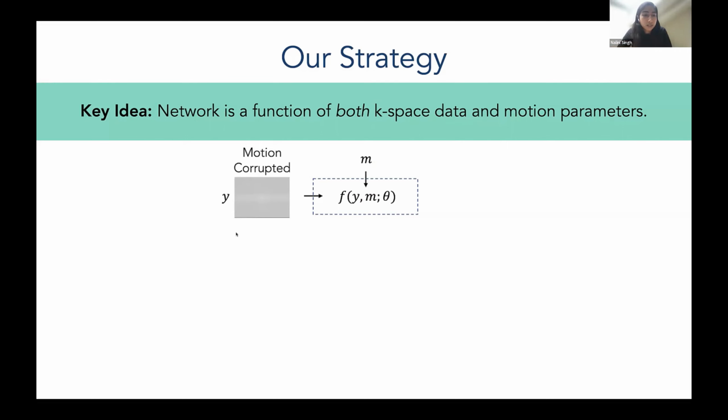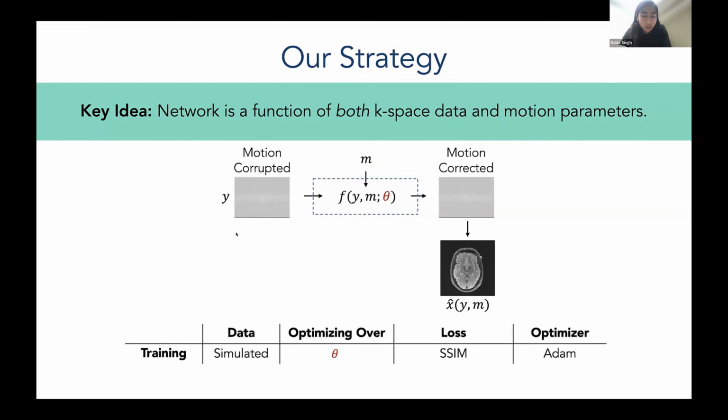F takes as input the motion corrupted data Y, as well as some motion parameters M. And it produces a motion corrected reconstruction, which you can use to get your image. So in training, we need to be able to know what the motion parameters are in order to train this network. So we train this network with simulated data.